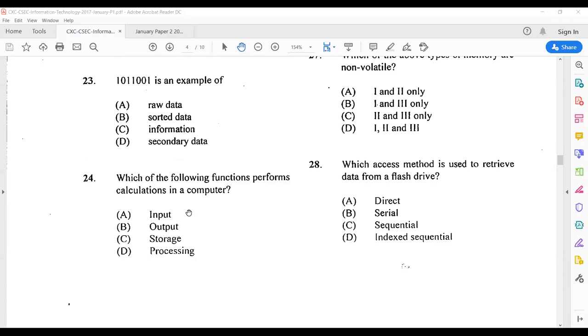All right, so 24. Which of the following functions performs calculations in a computer? So it's D. Yes, processing, right? If we go back to the example we always use about the sum of two numbers, or writing a program to calculate the sum of two numbers. The two numbers will be the input to the program, the output will be the sum, and the processing is actually calculating the sum of the numbers. So the answer for 24 is D.